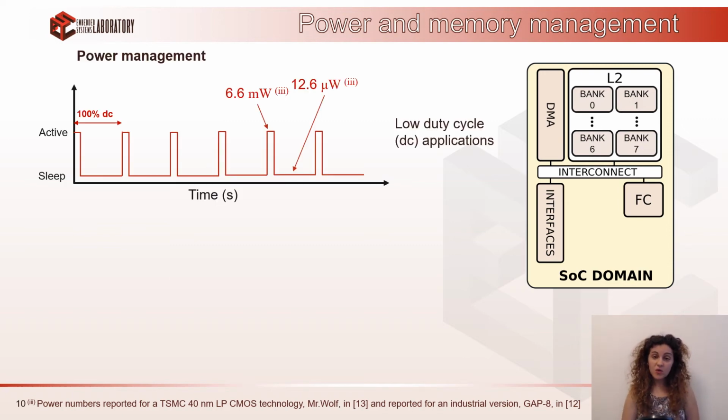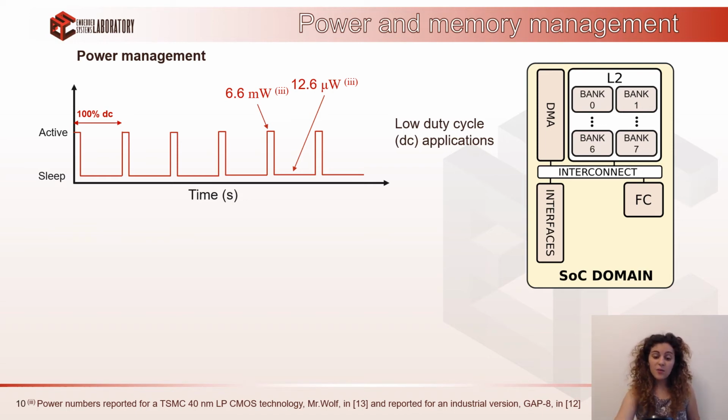The next platform-aware software optimizations include power and memory management. Considering the low duty cycles of biomedical applications, power management through clock gating of the fabric controller can achieve a high reduction in energy consumption. In fact, in these states, it can consume as little as 12.6 microwatts with full L2 retention in the conceptual architecture we are considering, and as little as 6.6 milliwatts in active mode running at maximum frequency.